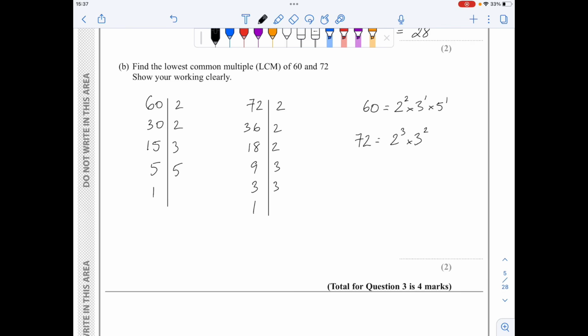For the lowest common multiple, I will multiply together all prime numbers to their highest powers. So I'll multiply 2 by 3 by 5. The 2 will be to the power of 3, 3 to the power of 2, and 5 to the power of 1. This gives me 360. Both forms are accepted.